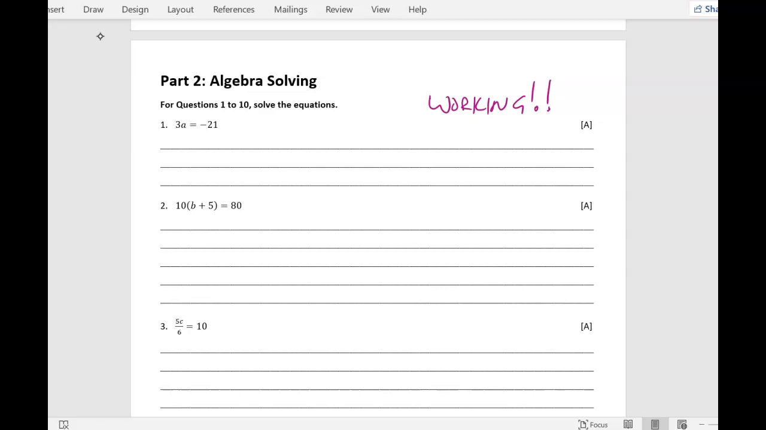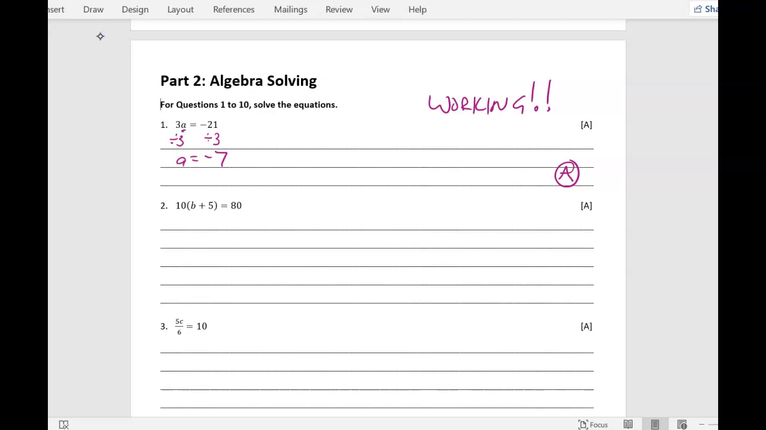So first question, nice easy one to get us going. The A is on the left-hand side. We need to get rid of that times 3. Opposite of times 3 is divide by 3. So those 3's are going to cancel each other out. Because we've done it to one side, we've got to do it to the other side. So that means A will be equal to -7. And that was achieved only, you either got it or you didn't.